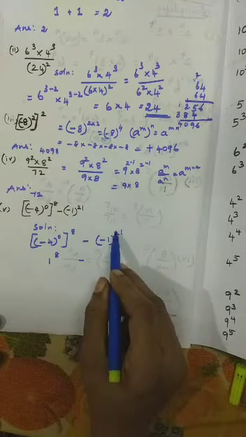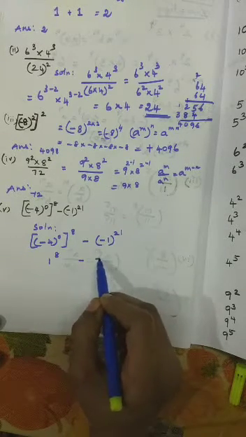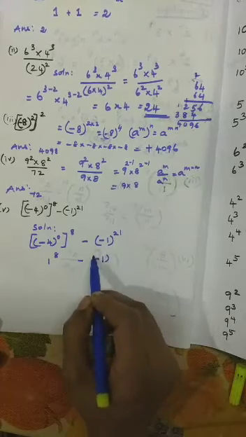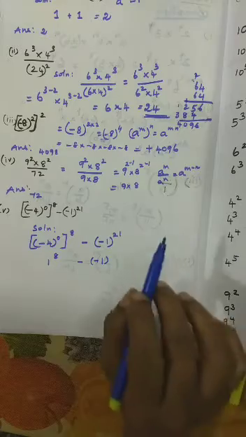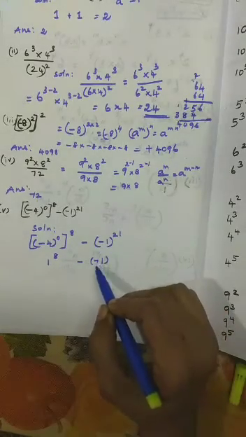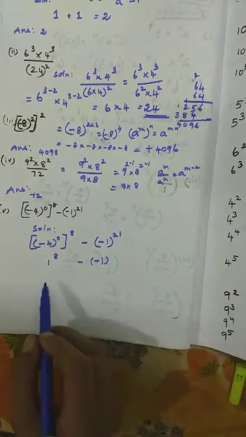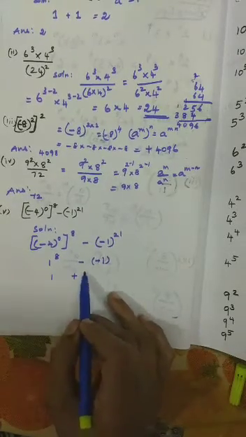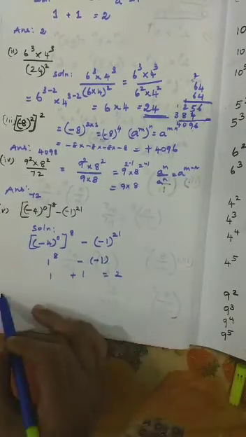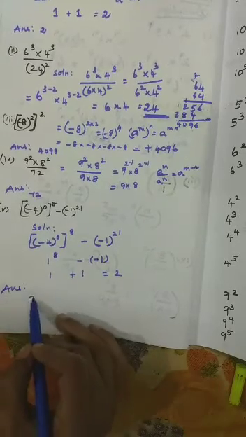The power is an odd number. So the answer is minus 1. Okay. Minus 1 into minus 1 into minus 1. It will come in odd numbers. So the answer is minus 1. So 1 minus into minus plus 1 is equal to 2. So the answer is 2.